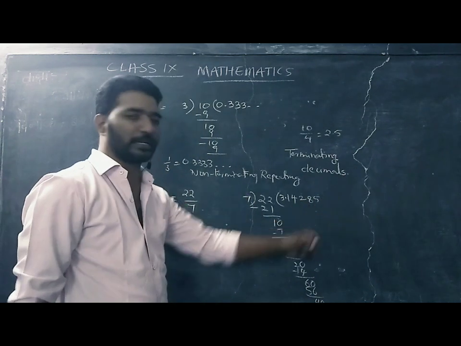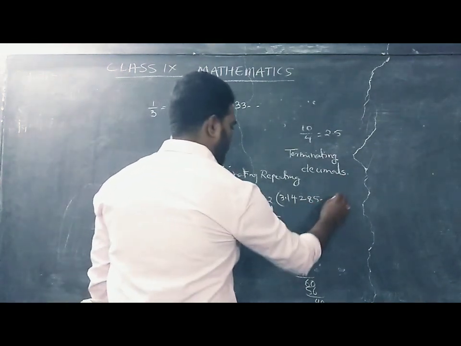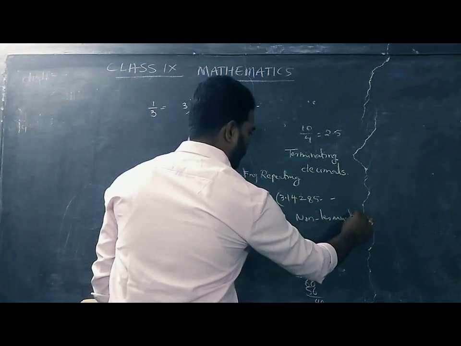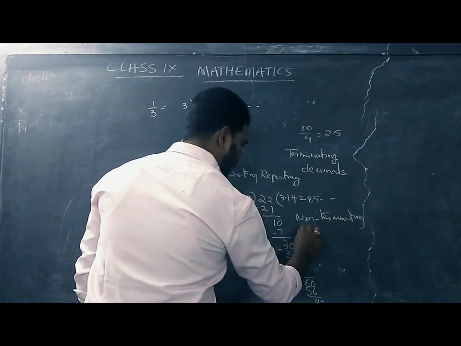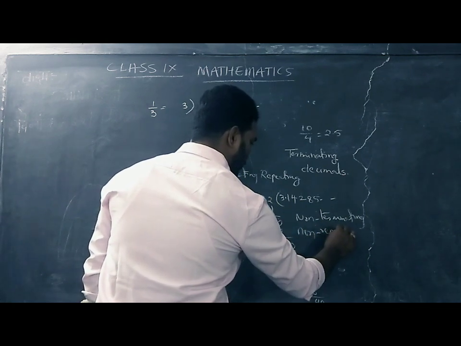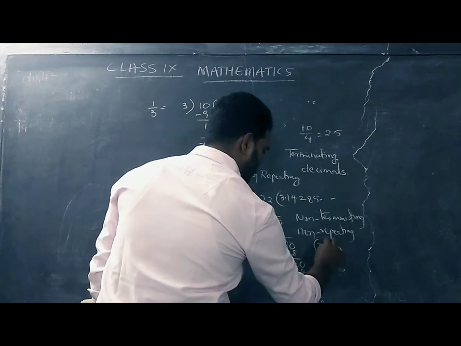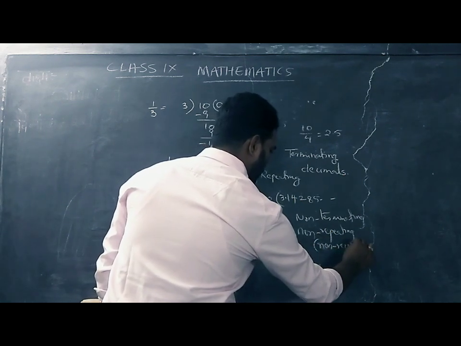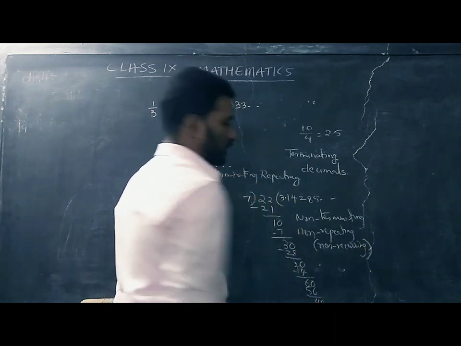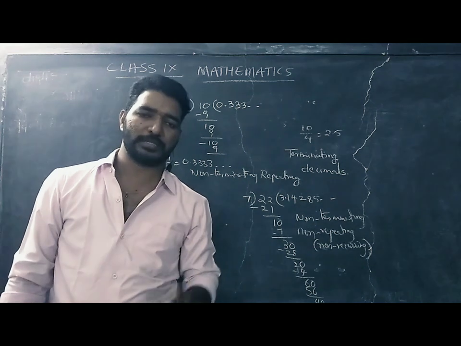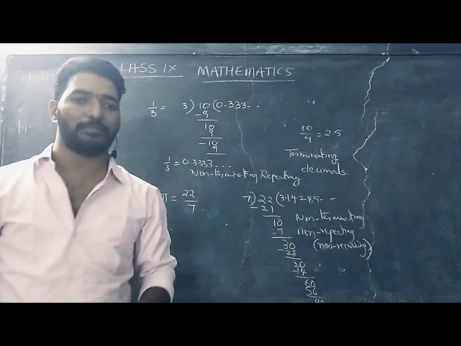Any repeating terms are getting here? No. So what we can say now? This is non-terminating, non-repeating, which is also called non-recurring decimal. So any rational numbers can be written in the form of decimals.